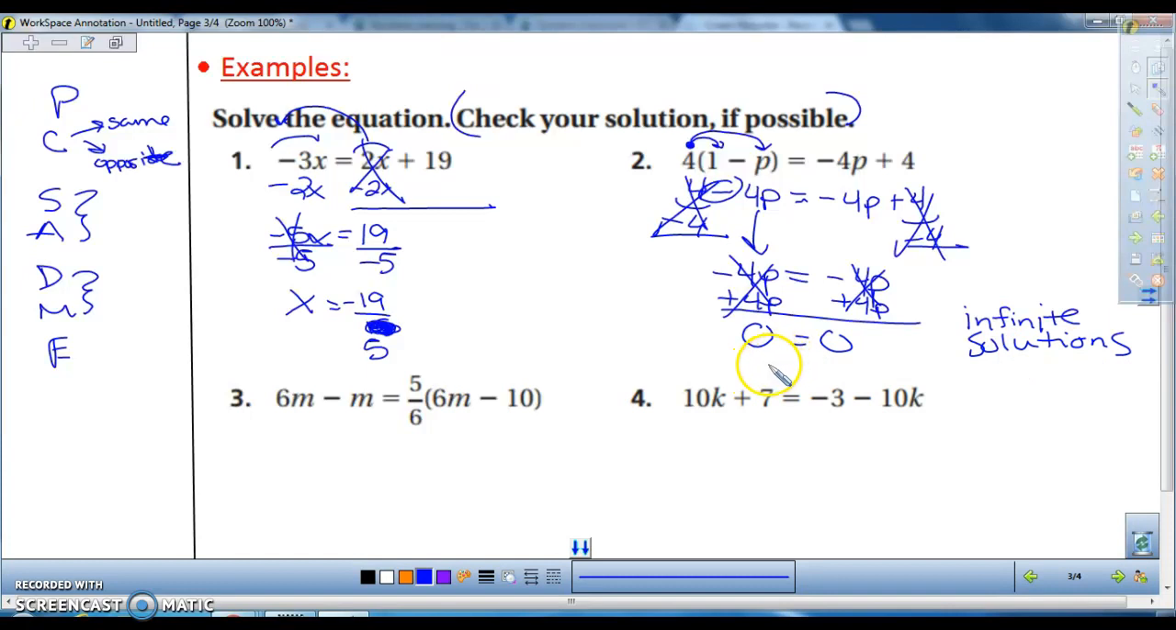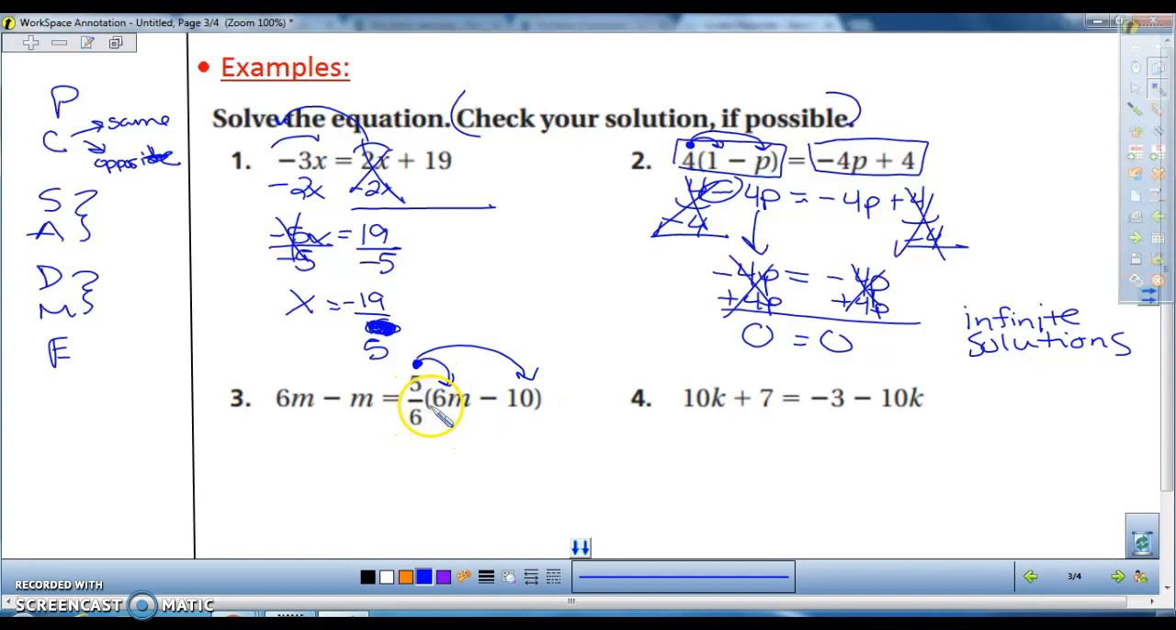Sweet. Let's go ahead and look at number 3. Wait, let me backtrack. That means the two sides right here are the same problem as this other side, the right side. They're just written differently. They're equivalent, they're equal, they're just written differently. Okay, number 3. Is there parentheses? Yes. So distribute using multiplication to everything inside the parentheses.